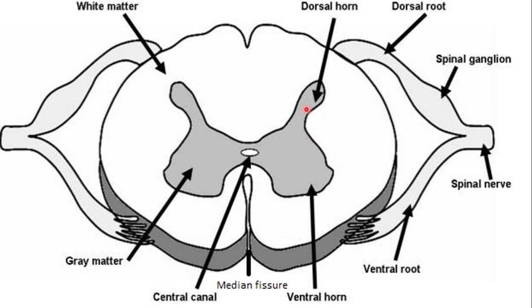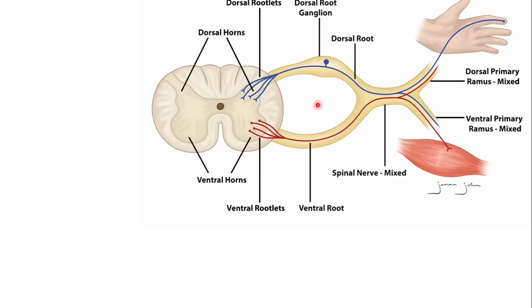the dorsal horn is basically responsible for sensations. So as we can see here, if we, for instance, touch an object, the impulse goes from the hands all the way to the dorsal horn, and then from the dorsal horn up the spinal cord to the brain. And if you want to move a muscle, it goes through the ventral horn. So the ventral horns are responsible for movement and motor function. So it goes from the brain to the ventral horn, to the spinal nerve, to the muscle. Okay?